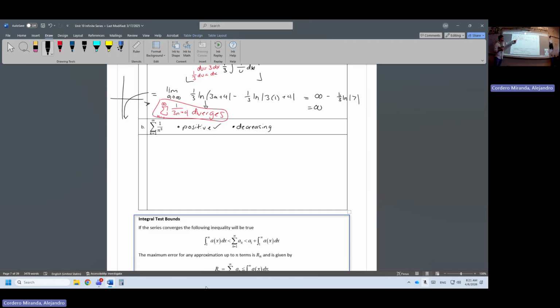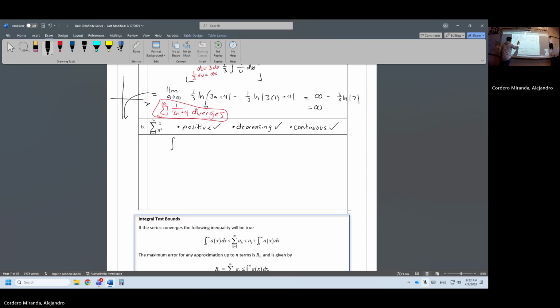For the decreasing part, this is oversimplified, but if there's an n on the bottom but not on the top, then for sure it's going to decrease. The bigger and bigger the number you plug into n, the smaller and smaller the output is going to be. So for sure decreasing, and then continuous, same thing. This will not be continuous at 0 because then I get 1/0. For everywhere else, I get a defined number. So continuous where it counts, from 1 to infinity. Cool.